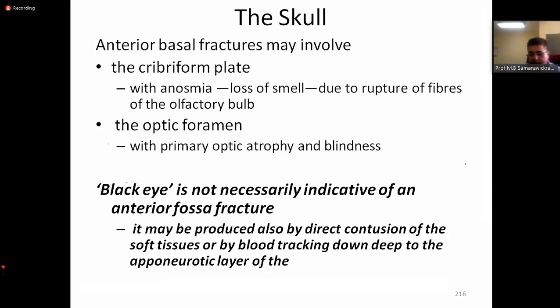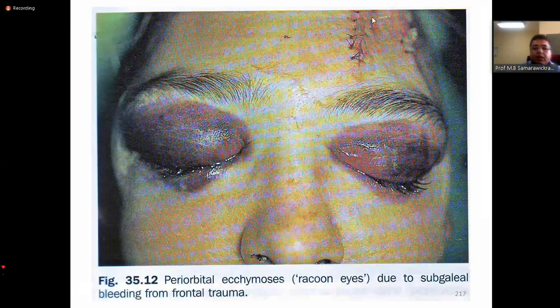That is due to bleeding under the scalp. Right, this is a black eye. Here you can see injuries in the forehead, the tracking down of blood within the loose areolar tissue, deep to the aponeurosis, right, and it can track down around the eye. This is called a black eye. This is not indicative of an anterior cranial fossa fracture.